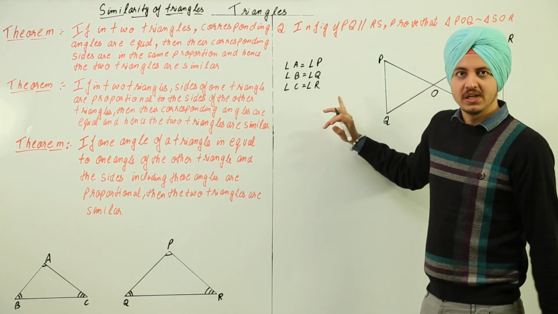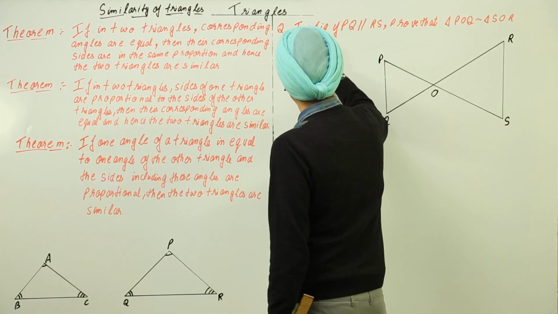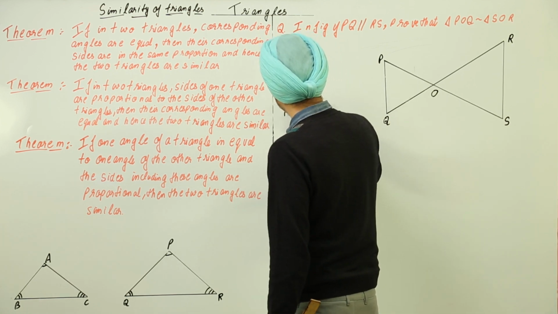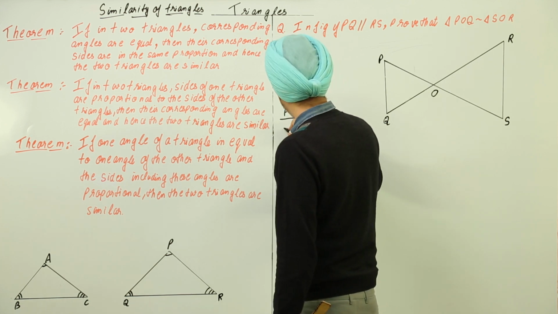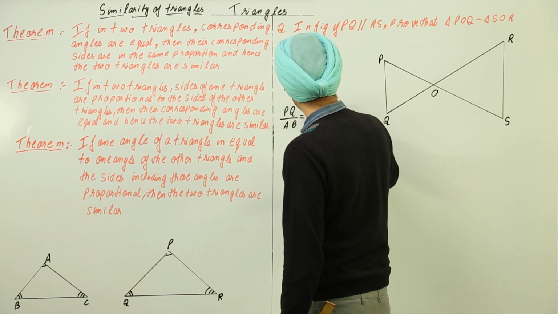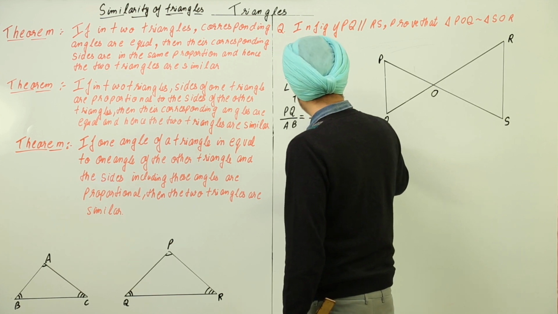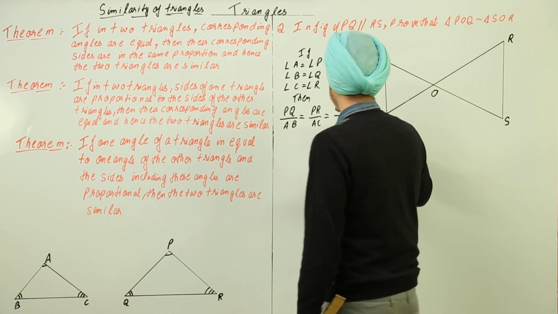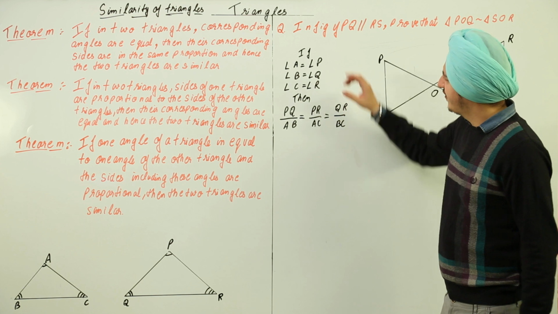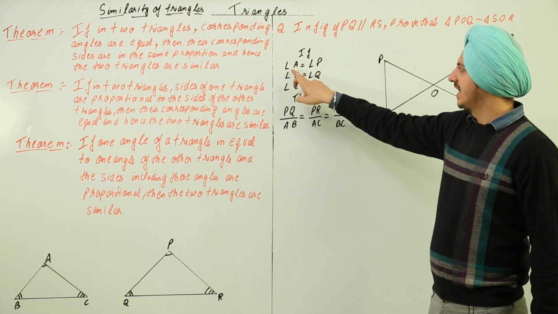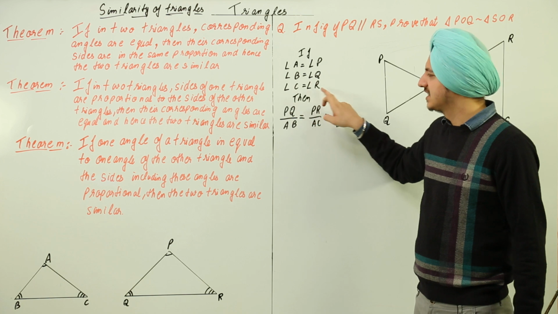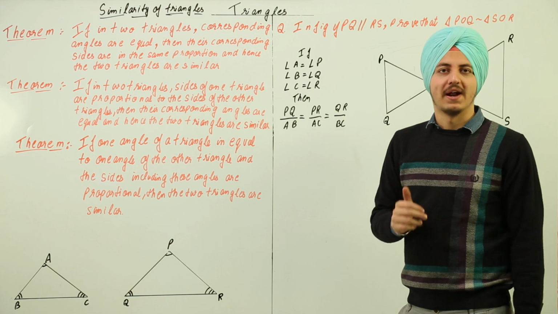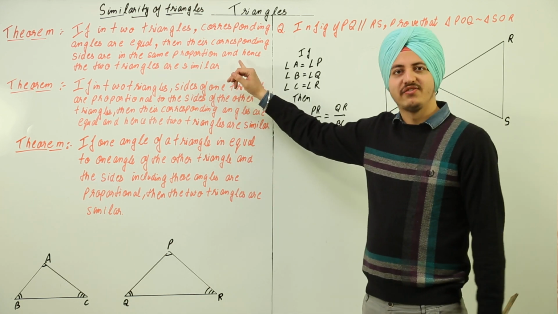If this is true, then the corresponding sides are in the same ratio. That means PQ upon AB will be equal to PR upon AC, which will be equal to QR upon BC. If angle A is equal to angle P, angle B is equal to angle Q, and angle C is equal to angle R, then this is true and both triangles are similar. This is what is said in the first theorem.